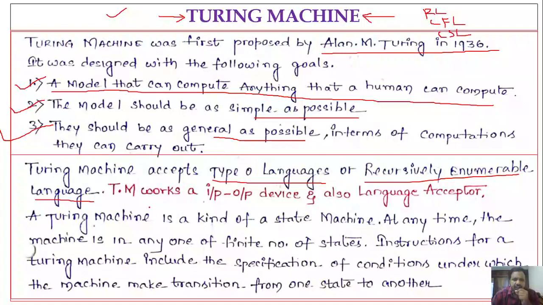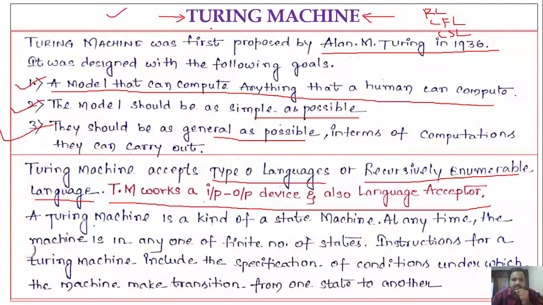So if you are having any confusion related to this type 0, type 1, type 2, type 3, you may refer to the Chomsky hierarchy. Okay. And next one, Turing machine works as input output device and also language acceptor. So just now I mentioned this point that Turing machine will work as a language acceptor as well as it works as a computational device, right?